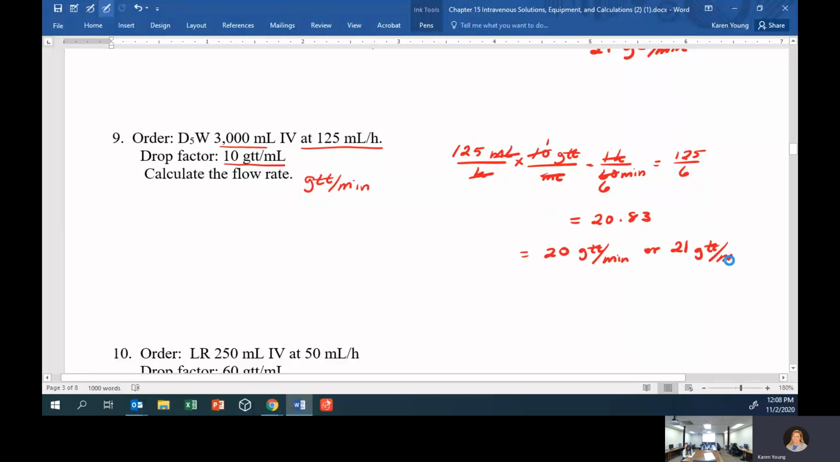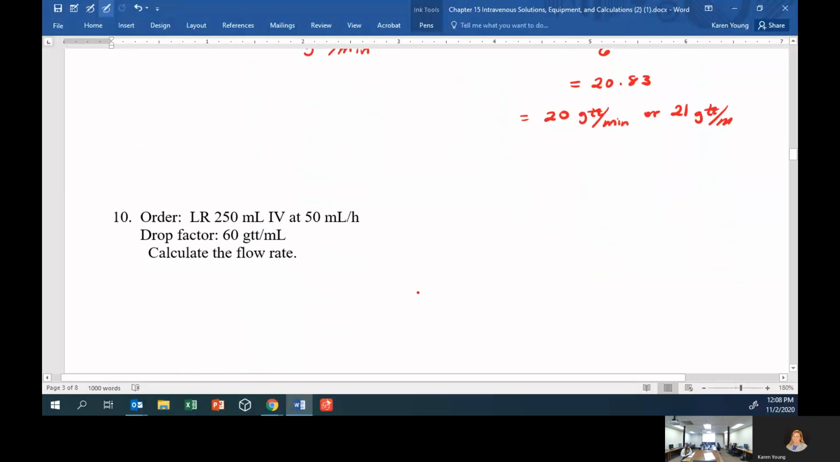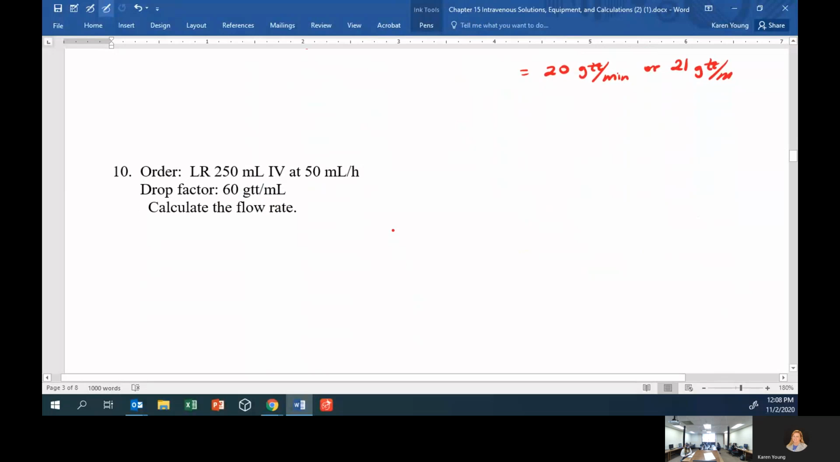Okay, so did I get the right answer this time? Here's another one for practice. Y'all work this one, number 10.